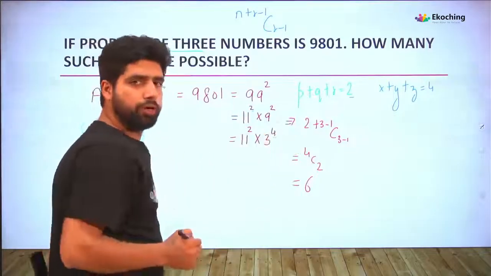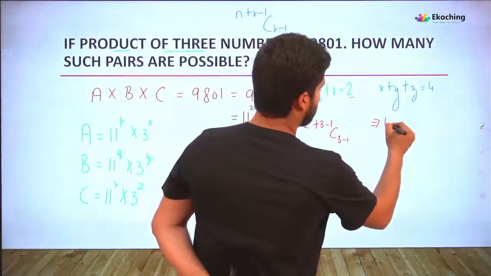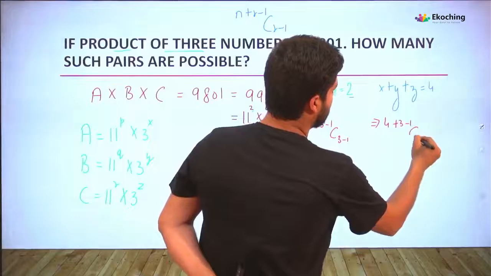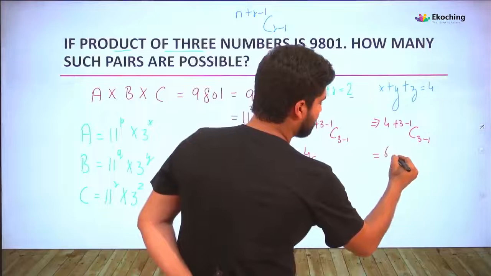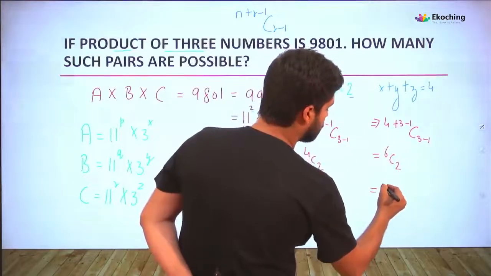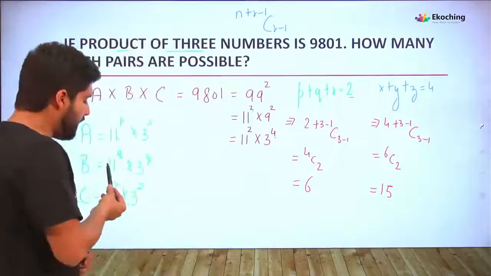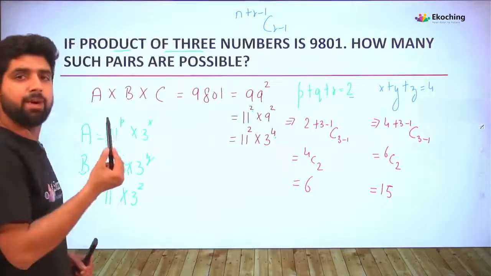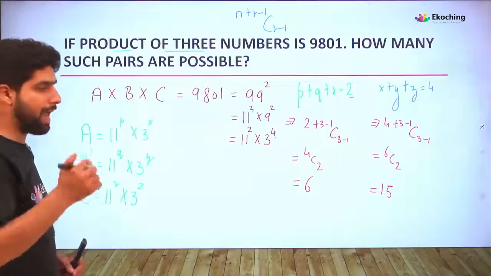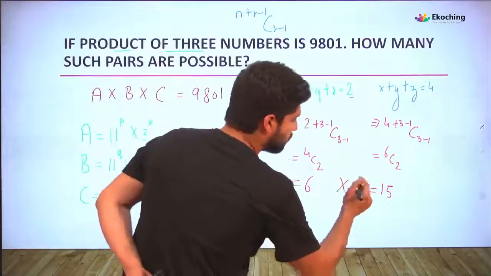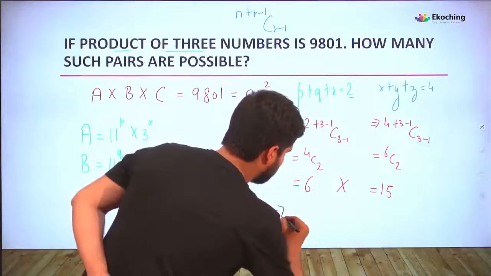Similarly, I will solve for x plus y plus z is equal to 4. So we would be getting 4 plus 3 minus 1 C 3 minus 1, which is equal to 6C2. On solving, this will give you 15. Now, this a or b or c is a multiple of some power of 11 and some power of 3, and 'and' means multiply. So this 6 into 15, as we know, this thing is 90.